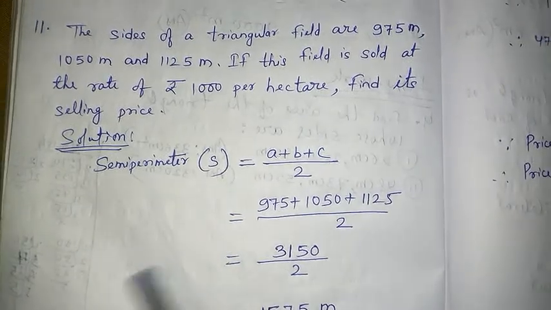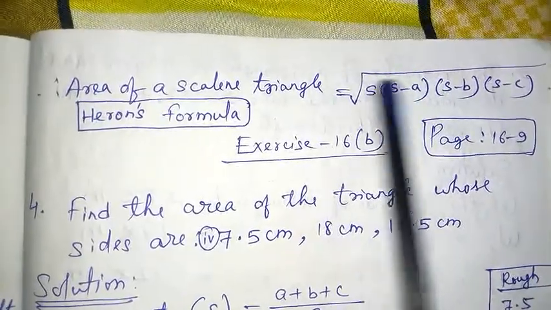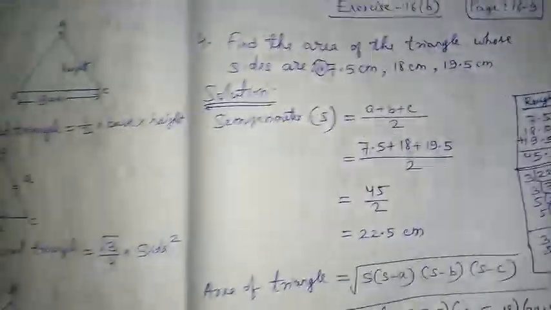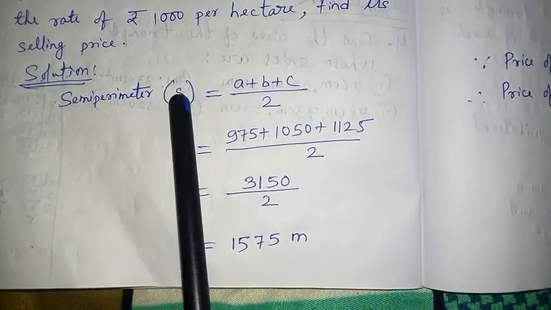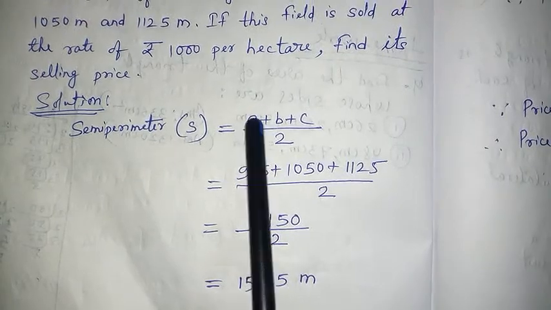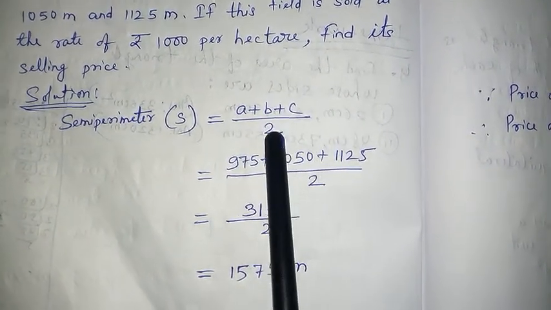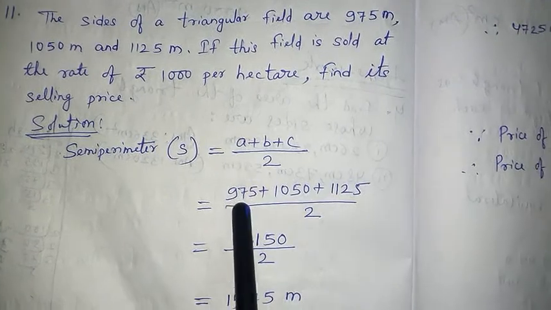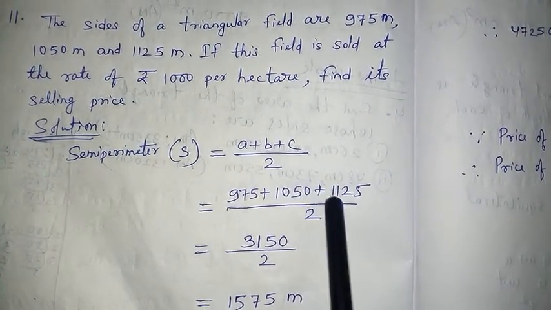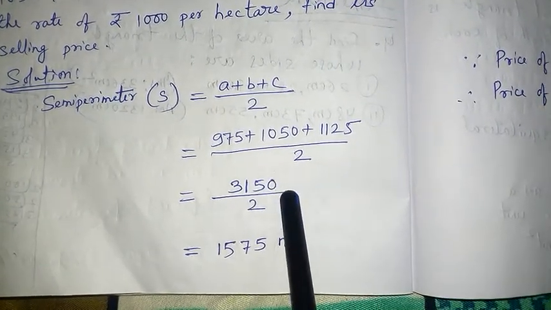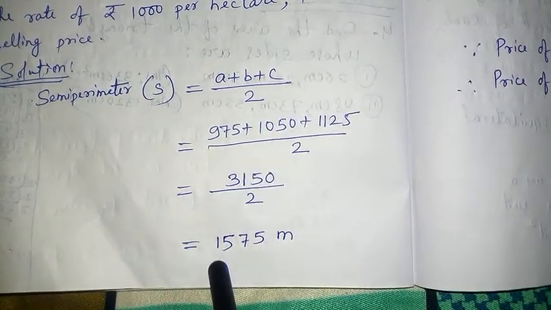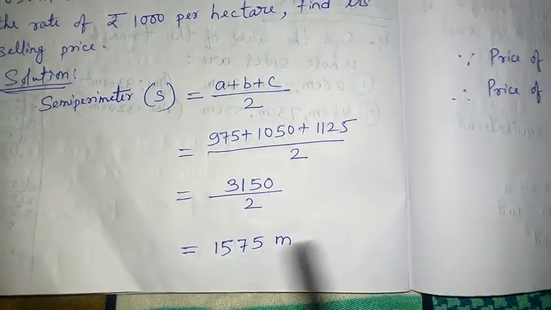As you all know, we are going to use Heron's formula, this formula, S minus A. When we use this formula, our first duty is to find the semi perimeter. Semi perimeter equal to S, and S will be perimeter by 2. A plus B plus C is the perimeter, divided by 2. First side is 975, second side is 1050 and third side is 1125, divided by 2. If you add it, it will be 3150 by 2, and if you divide by 2, the answer will be 1575 meter.